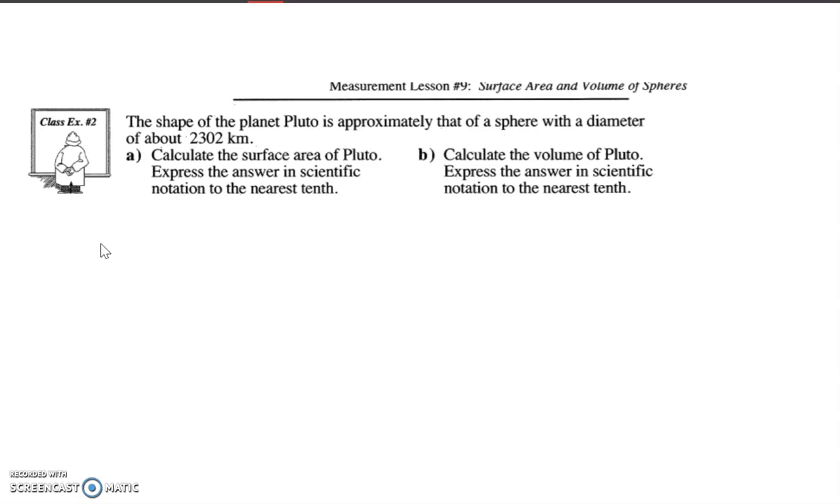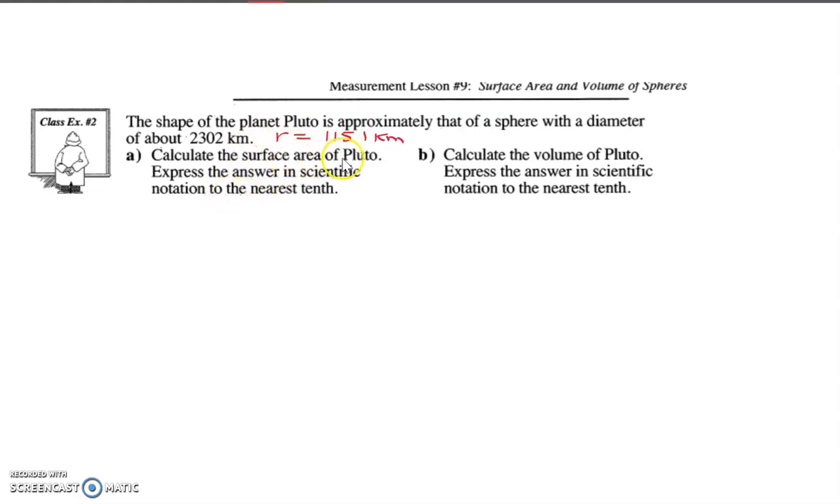Okay, so this is Pluto. The planet has a diameter of 2302 kilometers, which means the radius here would be half of that, and it comes out to be 1151. Okay, again, please don't get overwhelmed with the big numbers. It's the formulas and the process that we're looking at.